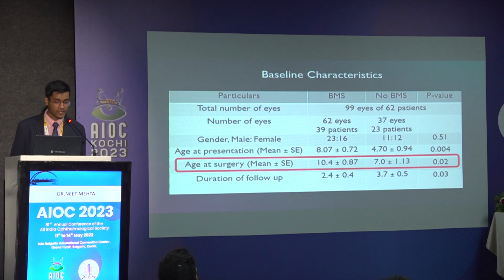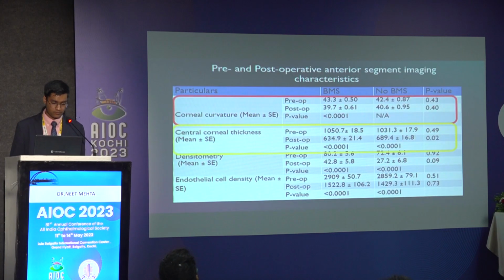This is the baseline characteristics of the patients. Interestingly, what we could see was that the age of surgery was much more, an average of 10.4 years, as compared to 7 years in cases where they did not show Bowman membrane striae. These were the pre and post-operative anterior segment imaging characteristics, which showed a decrease in the corneal curvature post-operatively, decrease in the corneal thickness, and a much better decreased densitometry.